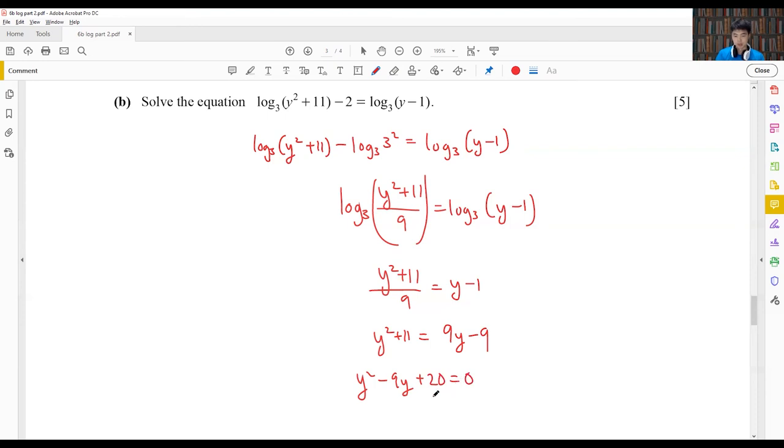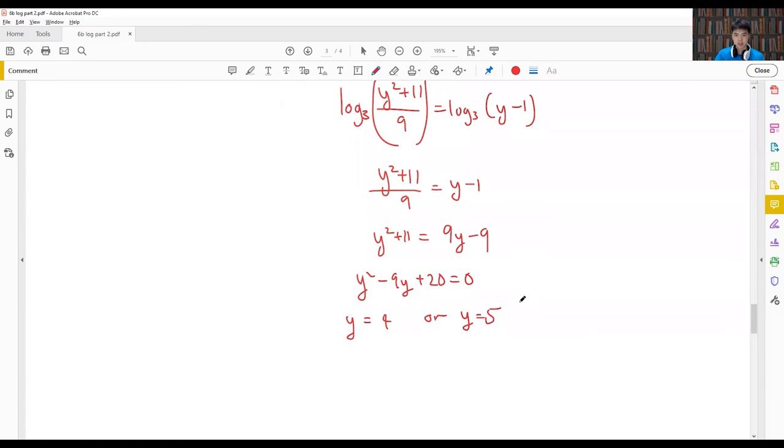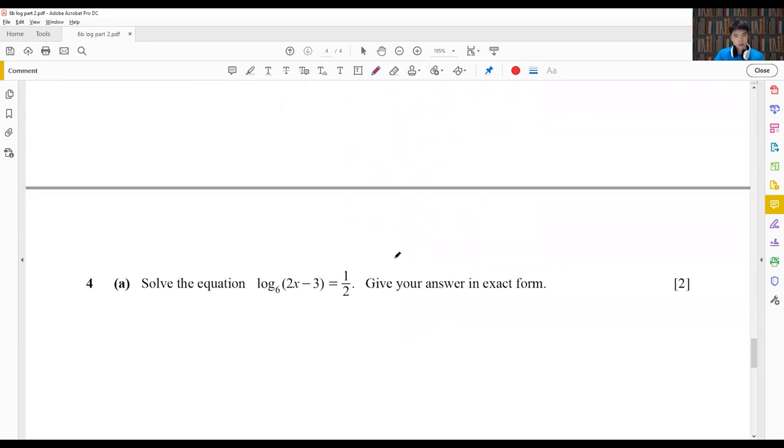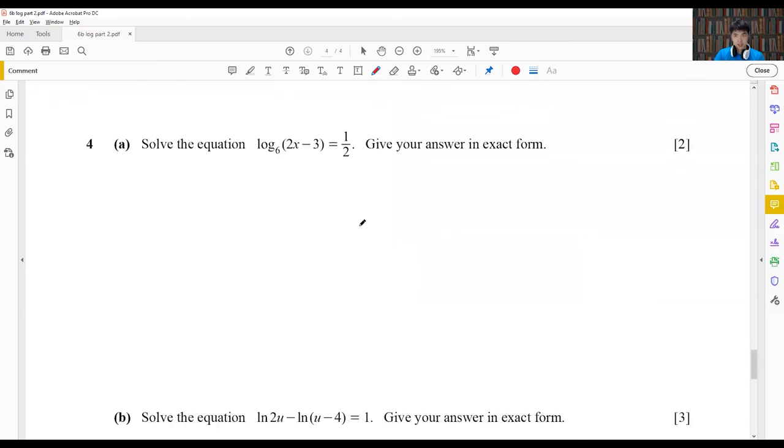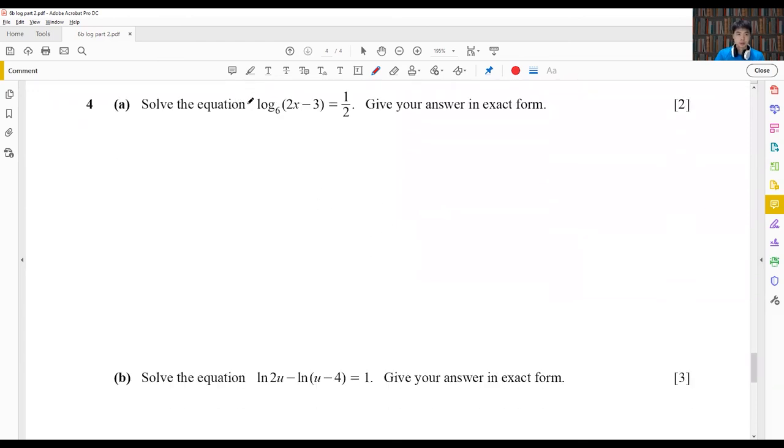Type this into your calculator: 1, minus 9, 20. You would have gotten y is equals to 4 or y is equals to 5. And you'll be done here. Last example question for this video.